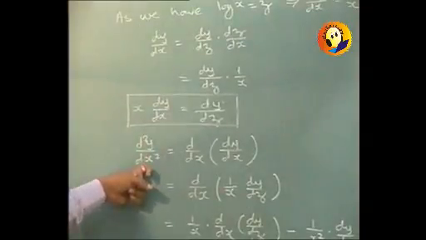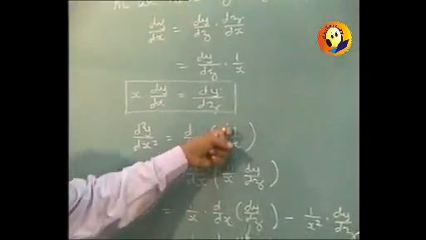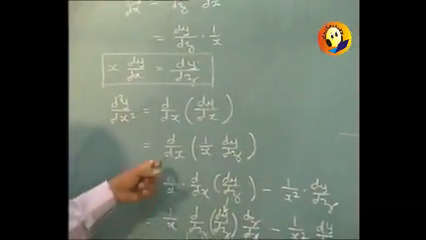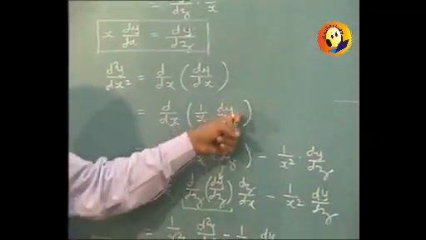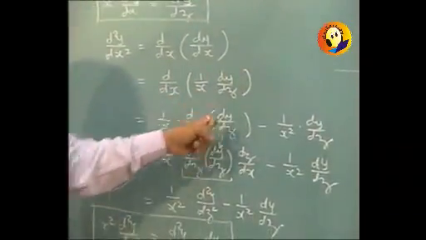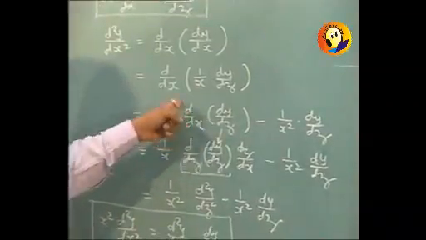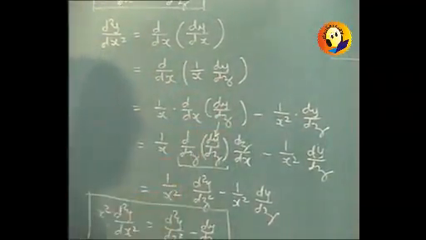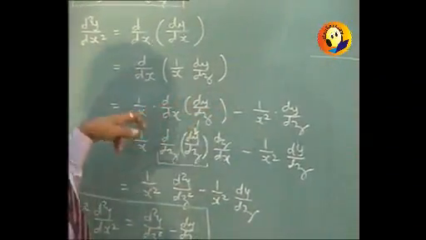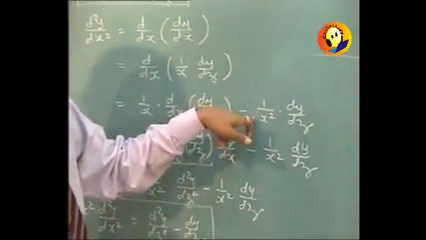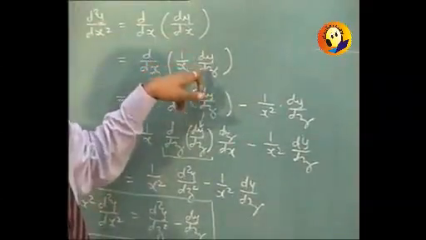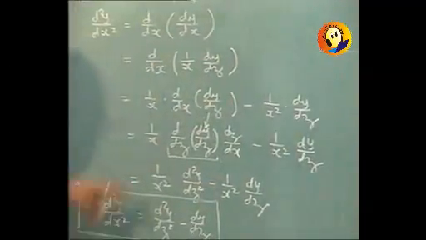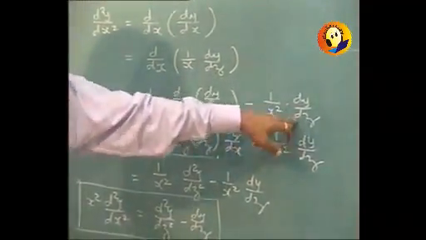For d2y by dx square, we will write it as d by dx of dy by dx. Then it will be d by dx of 1 upon x dy by dz. We will use product rule, so it is u v dash plus u dash v. So 1 upon x as it is into d by dx of dy by dz plus, actually, differentiation of 1 upon x comes out to be minus 1 upon x square, and dy by dz as it is.